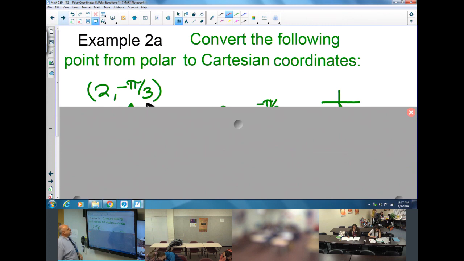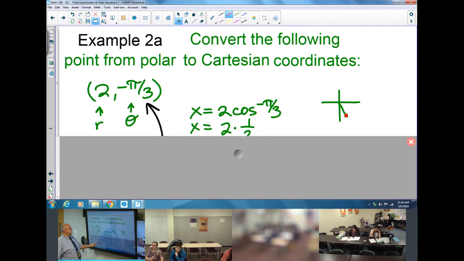All right, so let's look at this example here. It says convert the following point from polar to Cartesian coordinates. So 2, negative pi thirds. So the 2 is what you're going to plug in for the r, and then for theta you're going to plug in negative pi thirds.